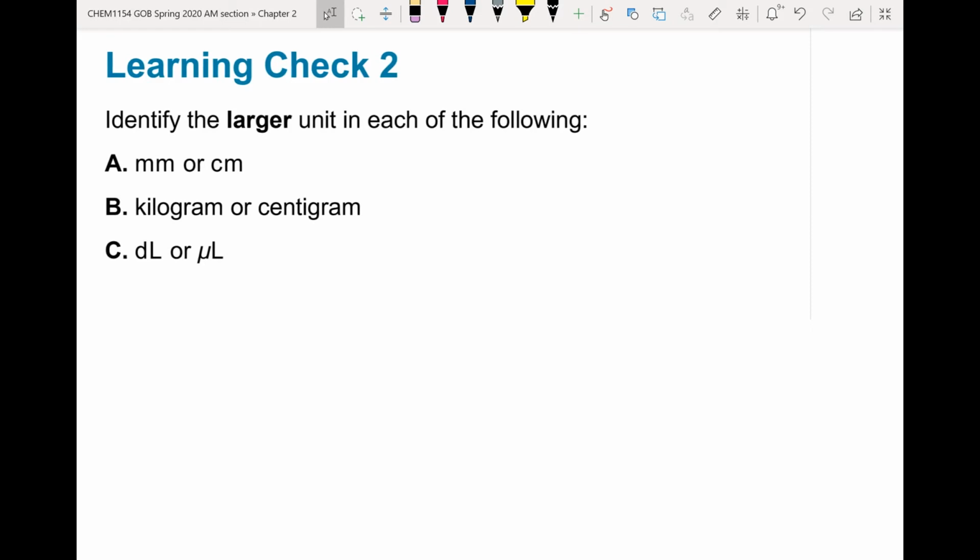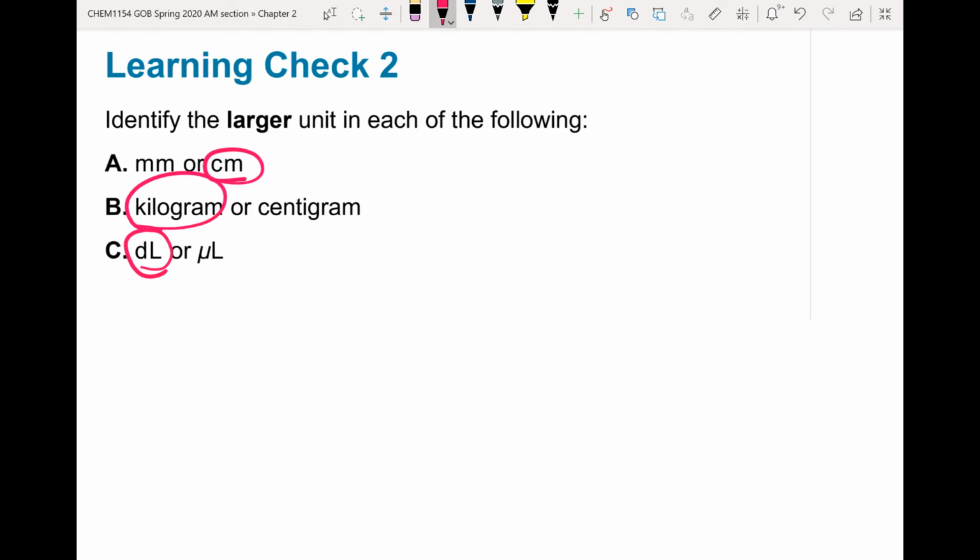Let's recap our metric prefixes. Which of these units is larger? Millimeter or centimeter? Milli or centi? Who says milli? Who says centi? Okay, centi is the bigger unit. Kilogram or centigram? Kilo or centi, which is bigger? Kilo. And then deci or micro. Deci is the bigger unit.